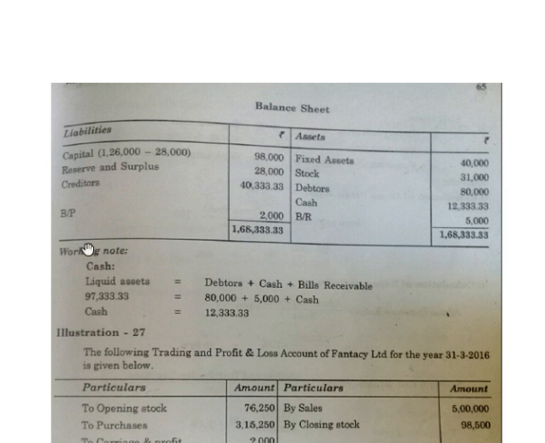Creditors we have, bills payable we have, fixed assets, stock, debtors, cash and bills receivable. You get the total of your balance sheet tallied. Cash is nothing but your balancing figure, which is 12,333.